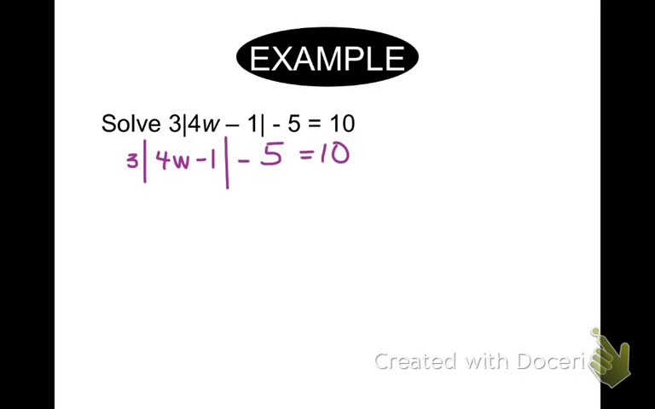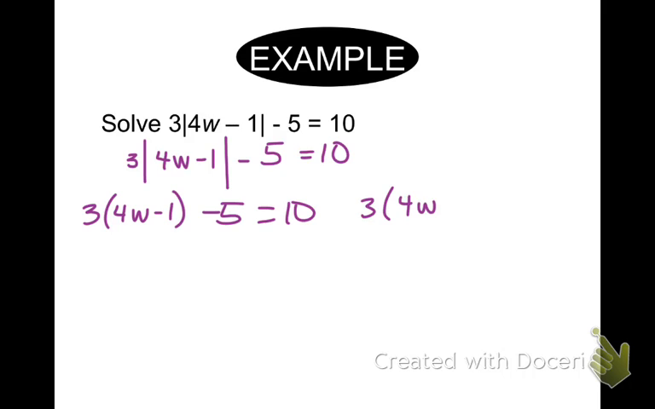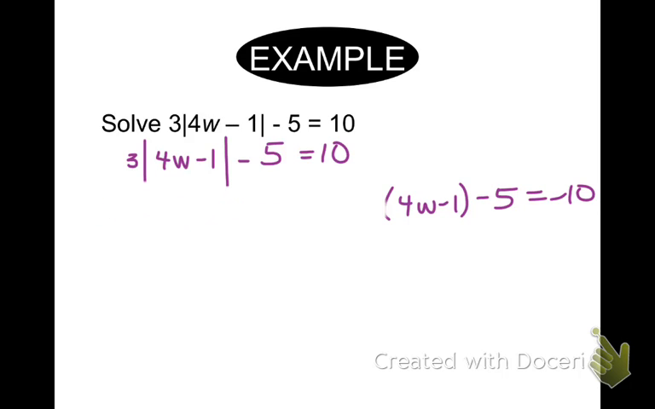So before you can split into your 2 equations, you have to get the absolute value sign all by itself. This is incorrect. Watch, don't do this. If you would do 3 times 4w minus 1 minus 5 is equal to 10, that would get you half of the answer right. But if you did the same thing with negative 10, that's not going to get you to the right answer. So you can't do it right away. We have to get the absolute value sign by itself first.